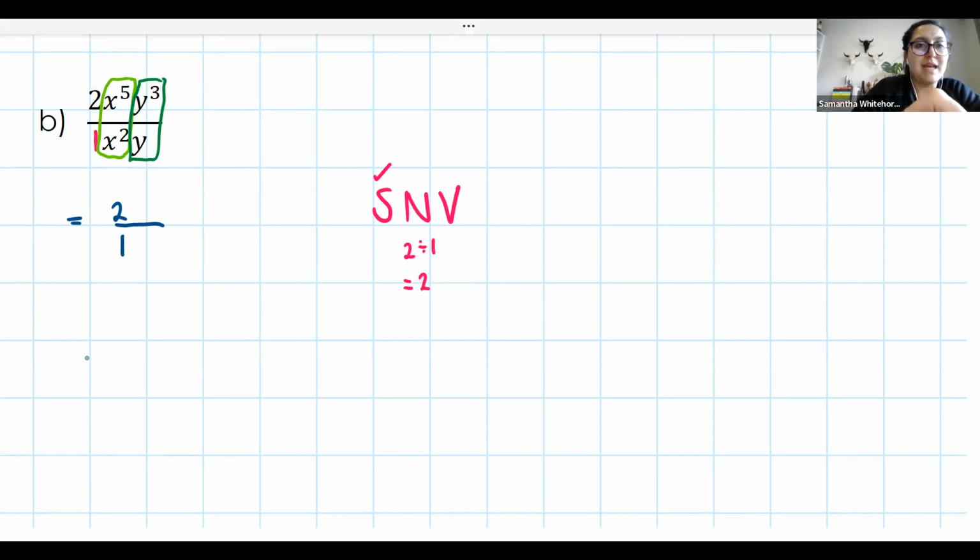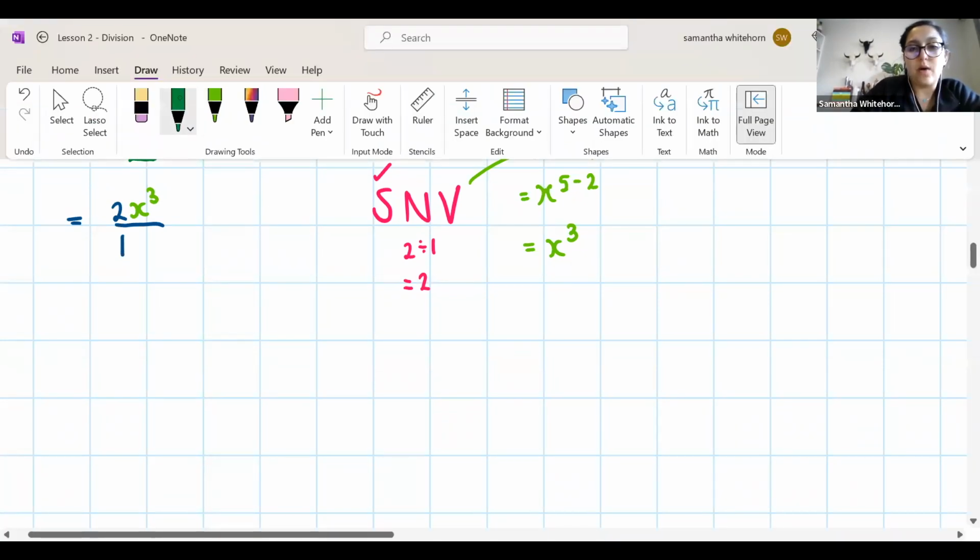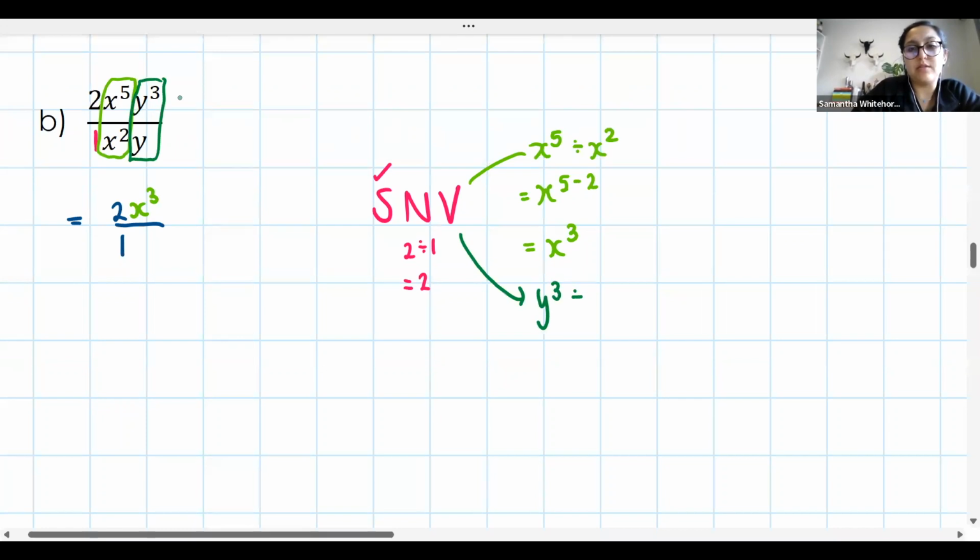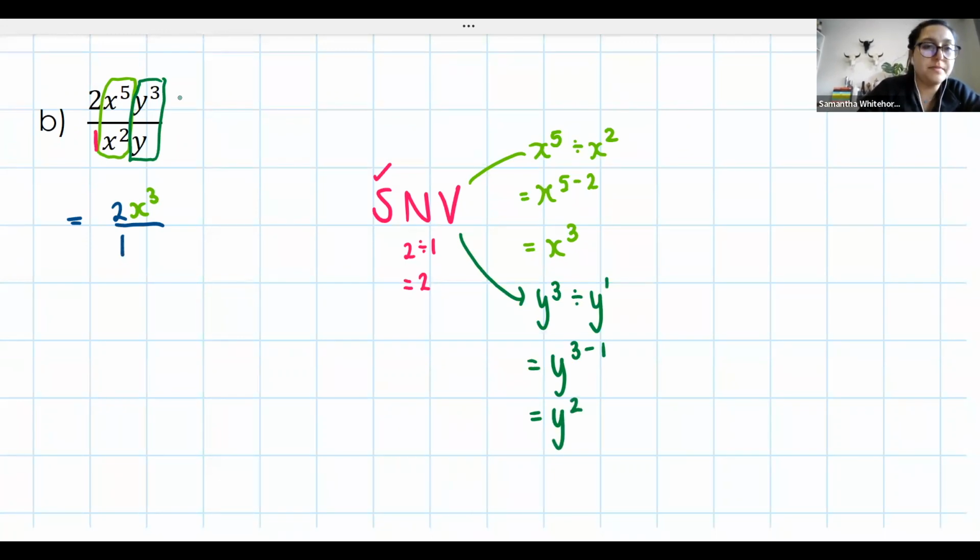So if I start with my x's, I've got x to the power 5 divided by x to the power 2. So I know according to my law, I can subtract those 2, and it's always top minus bottom, leaving me with x to the power 3. And then I've got my y's. The y's, I've got y to the power 3 divided by y. That has an exponent of 1. And so I subtract my exponents. Top minus bottom, leaving me with y squared.